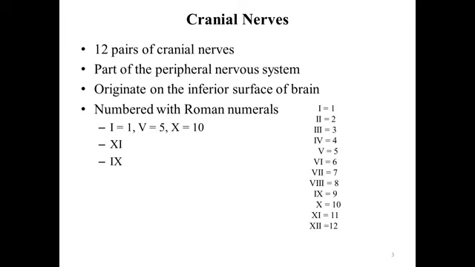To determine the number represented by the letters, first locate the letter representing the largest number. Then add the numbers represented by letters on the right and subtract the numbers represented by letters on the left. For example, XI. The X represents 10 and the I is 1. The I is to the right of the X, so it is added to the X. 10 plus 1 is 11, so XI represents the number 11.